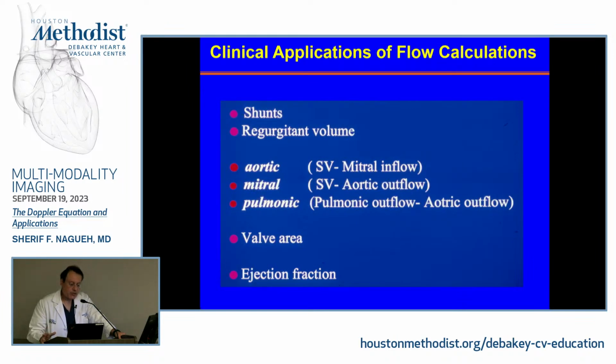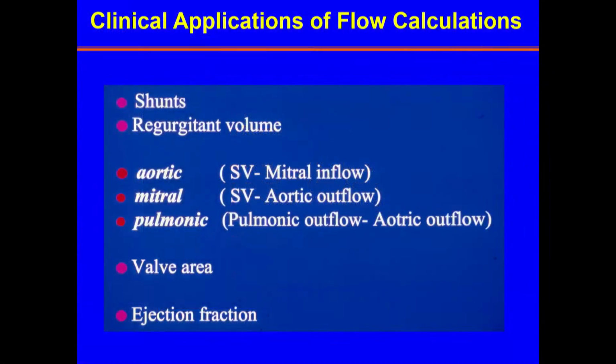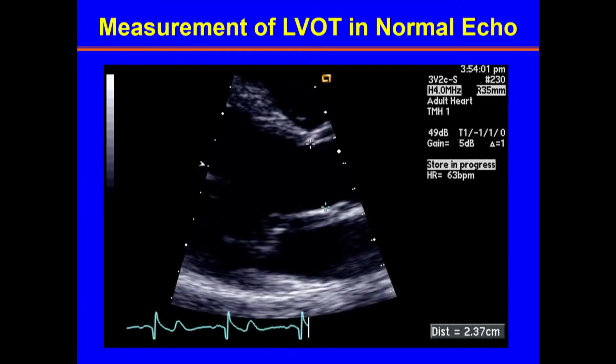So let's look at some clinical applications of flow calculations, and we'll go through examples. One of these is shunts, left to right shunts. Regurgitant volume calculations, be it aortic, mitral, or pulmonic. Calculating the valve area, and even ejection fraction. For example, if I know the stroke volume by Doppler, and I'm satisfied with these Doppler signals, and I have an end diastolic volume by 2D, then I can compute the ejection fraction.